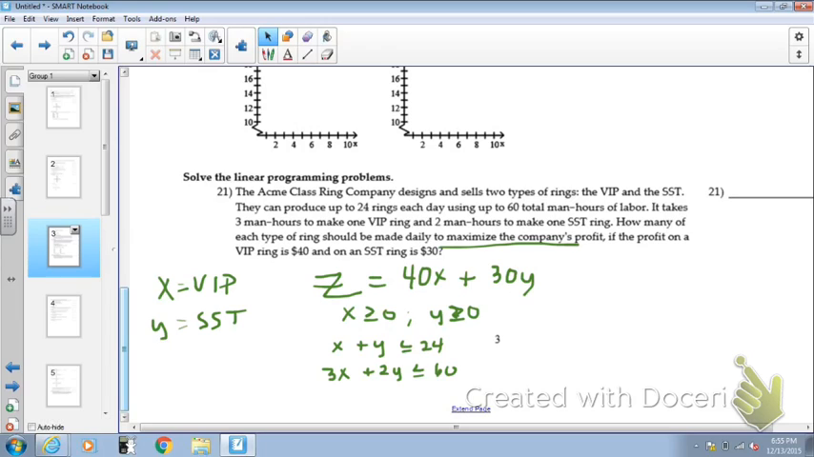Again, you would put your constraints in Desmos. You're going to find your corner points, and the corner points are what you're going to put in your maximum function. We want to know how many of each type of ring this time. So we're looking for the maximum value, but we actually want how many rings we have to get that maximum value. So we're looking for X and Y in this case.